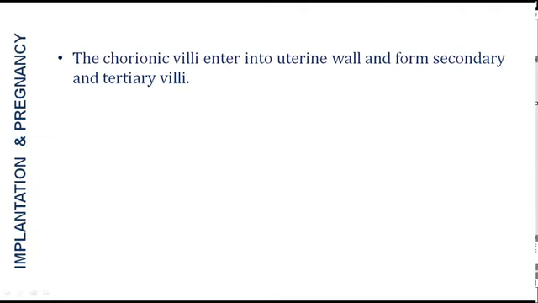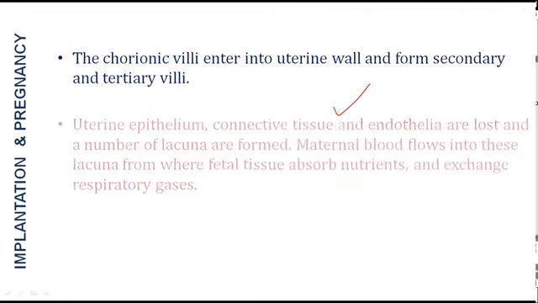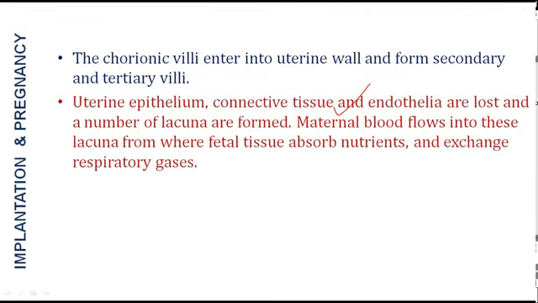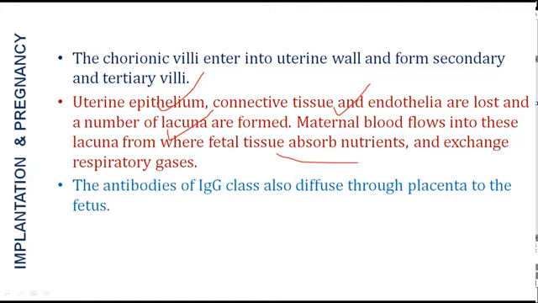Now, how do they develop? The chorionic villi enter into uterine wall and form secondary and tertiary villi. Uterine epithelium, connective tissue and endothelia are lost, and a number of lacunae are formed. Maternal blood flows directly into these lacunae, from where fetal tissue absorbs nutrients and exchanges respiratory gases. Antibodies of IgG group that is found in maternal blood also can diffuse through placenta to the fetus.